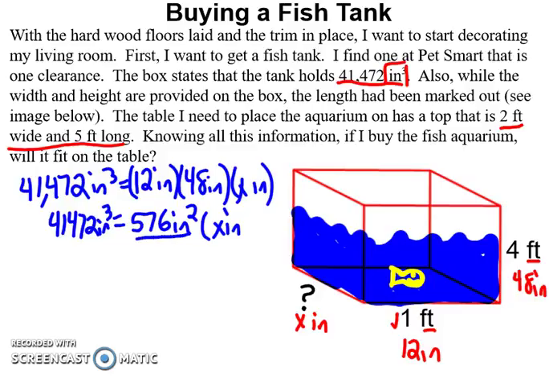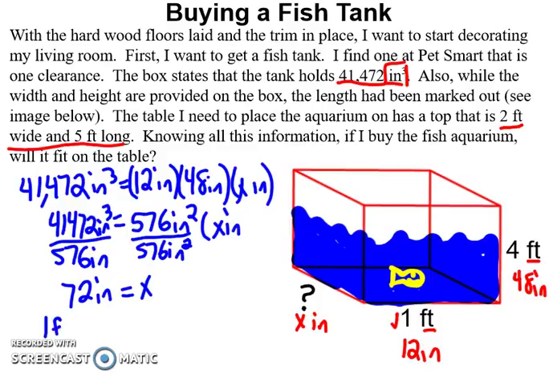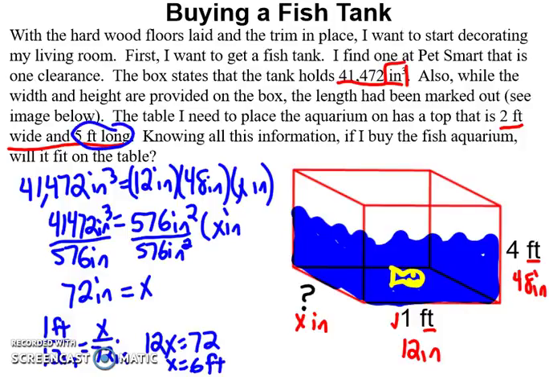Now when I divide by my 576 square inches, I'll be left with 72 inches for that length. So I have to think about, well, what's 72 inches? I know again that 1 foot is 12 inches. So X feet is 72 inches. So 12x equals 72. That's 6 feet. And I know that 6 feet is longer than the 5 feet right here. So unfortunately, I can't buy this fish aquarium that's on sale.